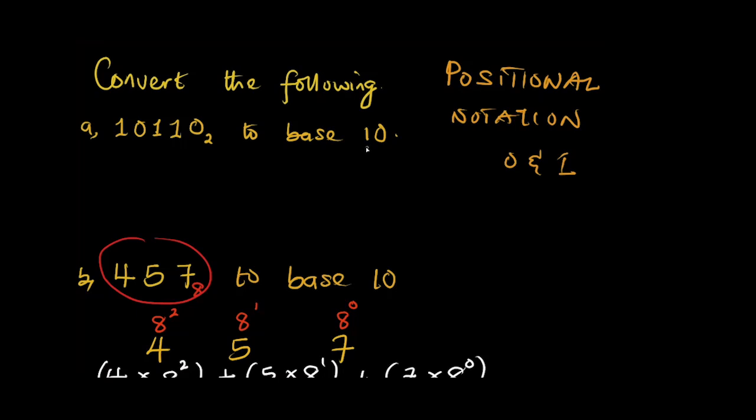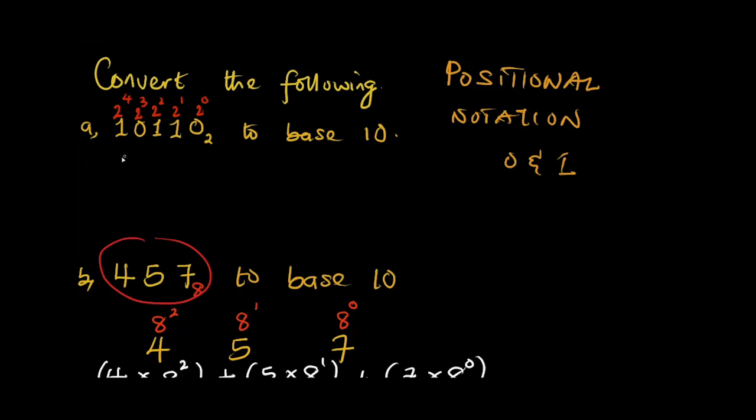10110 base 2 to base 10. Before we start, we need to know the values of each of these digits. And how do we know the values? The first one here is 2 raised to the power of 0. The next one is 2 raised to the power of 1. The next one is 2 raised to the power of 2. We have 2 raised to the power of 3. And this is 2 raised to the power of 4. Then we write in expanded form.